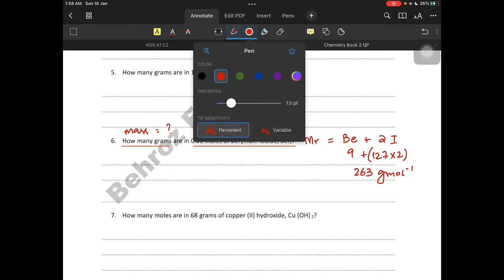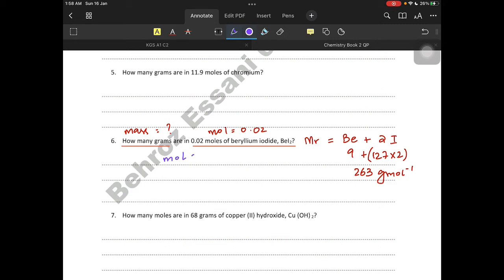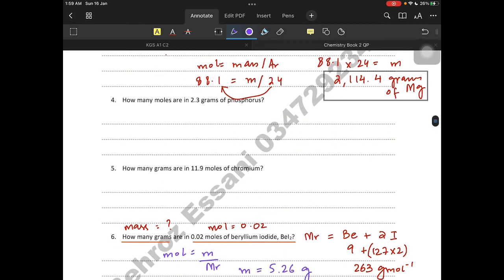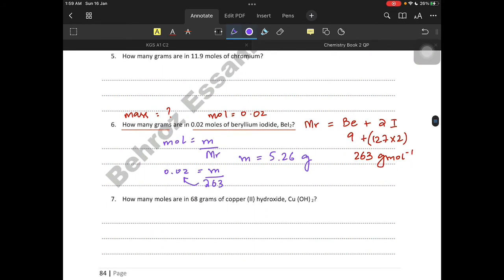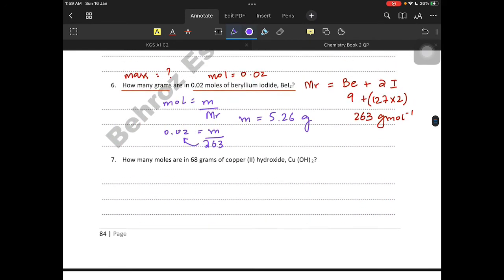Let's find out the rest of the part. We know mole equals mass over Mr. Mole is already 0.02. We don't know the mass, but we know the Mr is 263. The mass is going to be equal to 263 times 0.02. We multiply and we get that the mass is going to be equal to 5.26 grams. So we know how to find the number of moles if the mass is given, or the mass if the mole is given. Let's try the last question very quickly.